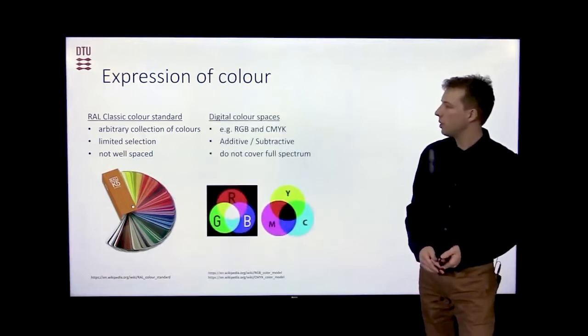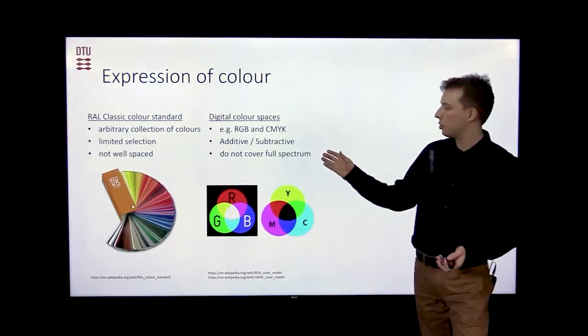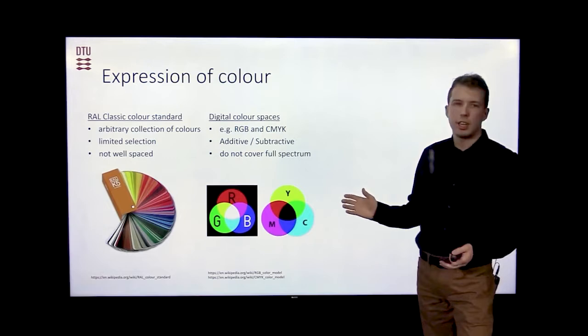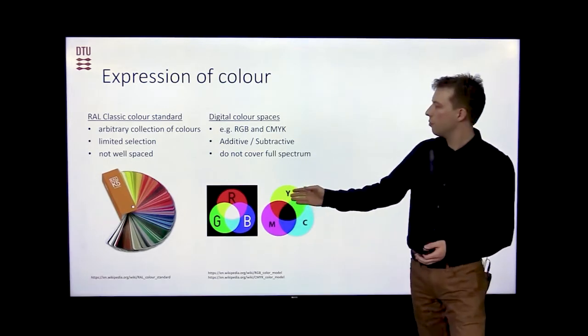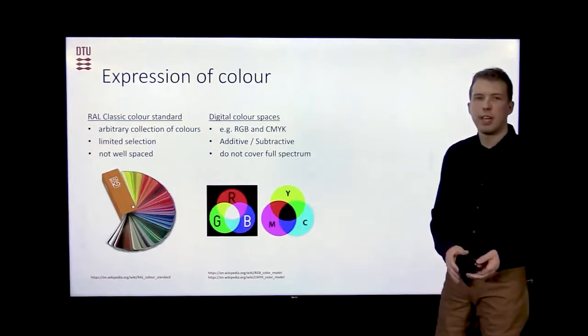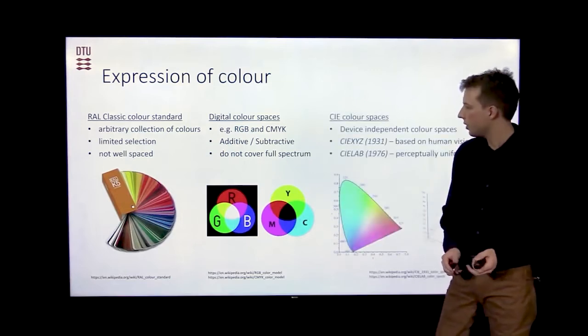Secondly, you might also be familiar with digital color spaces like RGB and CMYK color spaces, which are used in screens, digital representation, and printing. These color spaces are either additive or subtractive. However, they do not cover the full color spectrum. Again, we cannot express all the colors we can see with our human eyes.